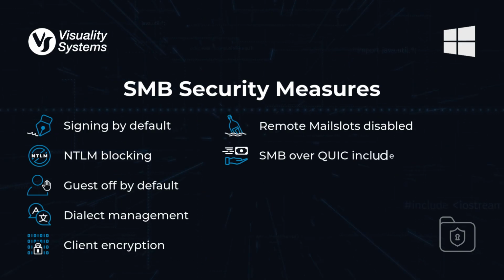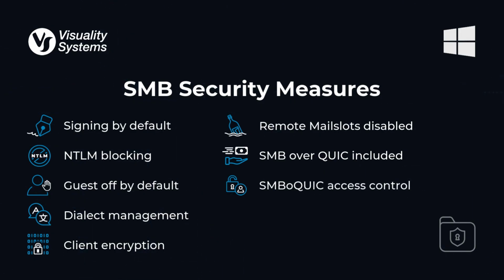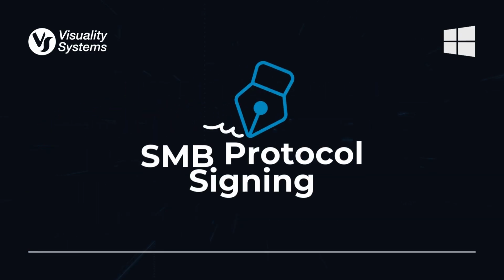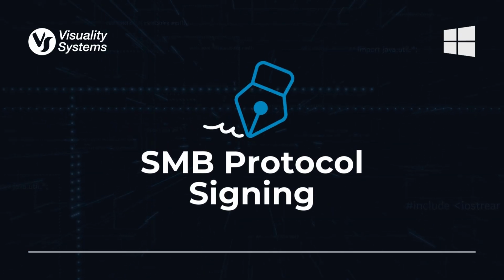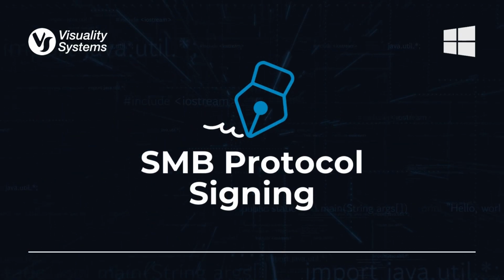SMB over QUIC is now supported not only in the Azure edition as it was in Windows Server 2022, but also in the Datacenter and Standard editions starting from Windows Server 2025. SMB over QUIC client access control. Support for SMB on alternative ports. In this video, we will cover SMB signing, one of the most critical security features in protecting your network.